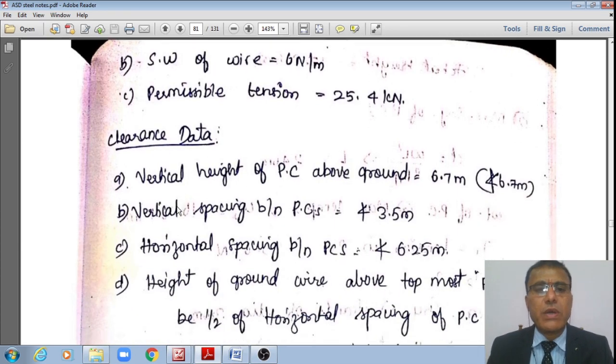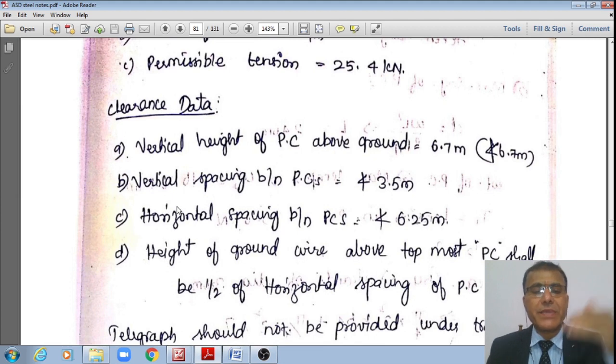Next we do have clearance data. What should the clearance from the ground be, or the clearance between power conductor to power conductor or power conductor to the ground wire. That data is given like this. Vertical height of the power conductor above ground is equal to 6.7 meter, and all these are the minimum values, not less than. And vertical spacing between the power conductors not less than 3.5 meter.